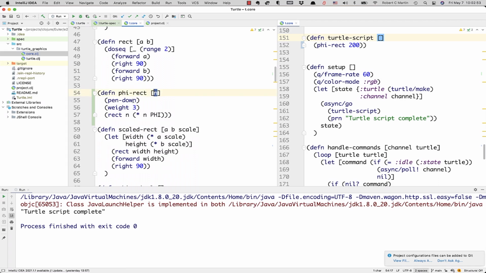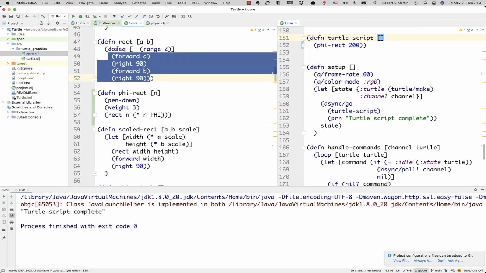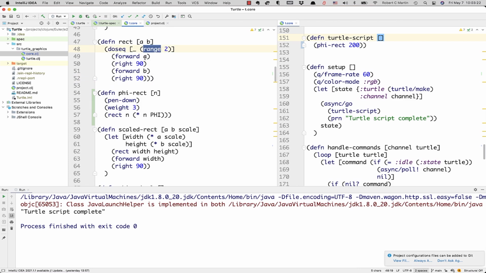And how do I do that? Well, first of all, I put the pen down, because this is a turtle that drags a pen across a piece of paper. And I will choose a weight for the pen of 3. And then I will call the rectangle function with 2 arguments, which is n and n times phi. Now here's the rectangle function. What it does is it executes this twice, the do seek with range 2. So how do we do it? Well, we move the turtle forward by A and then turn right 90 degrees and then forward by B and right 90 degrees. And that happens twice, so it completes the rectangle.